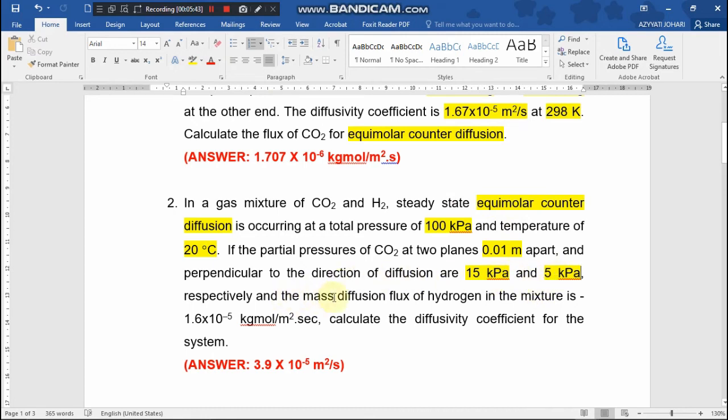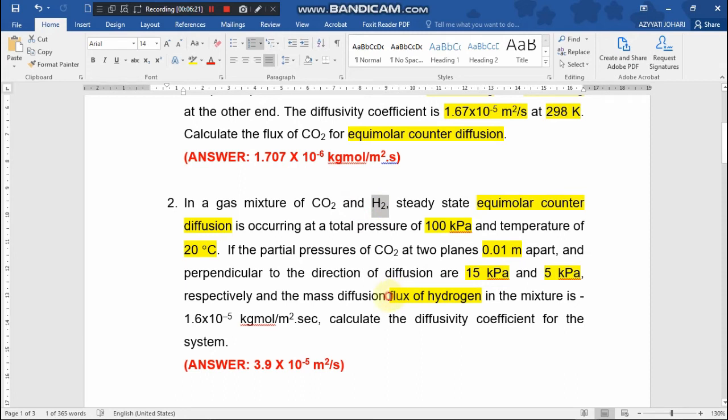And then the question gives you the flux of hydrogen. Since we deal with equimolar counter diffusion, we will use the flux as J. If you recall, if the case study is one component diffusion, the flux denotation is normally written down as N. But this one is for equimolar counter diffusion, so the flux will be denoted as J, and the question gives you the JB value because hydrogen is component B.